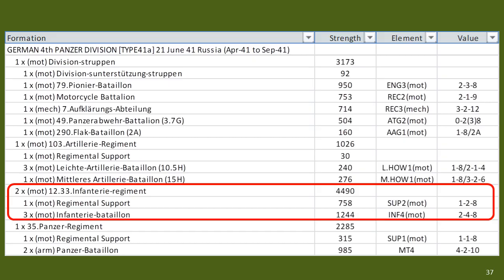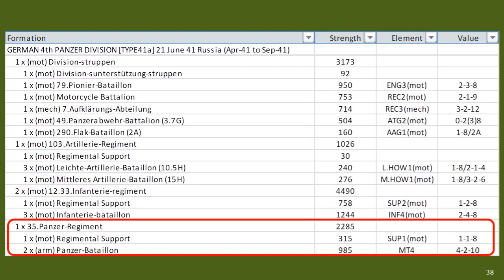One major change was the beefing up of the motorised infantry battalions, mainly regimental support formations which were added. The other change was an increase in the number of motorised infantry regiments from 1 to 2 in each division. The number of Panzer regiments dropped to 1 from 2, and the number of Panzer battalions in each regiment dropped from 3 to 2. On the other hand, due to superior tanks, the combat strength of the Panzer battalions actually increased.